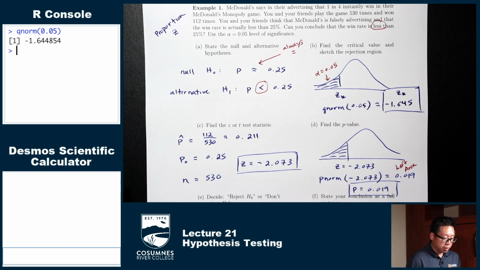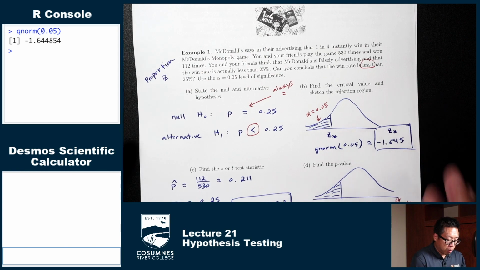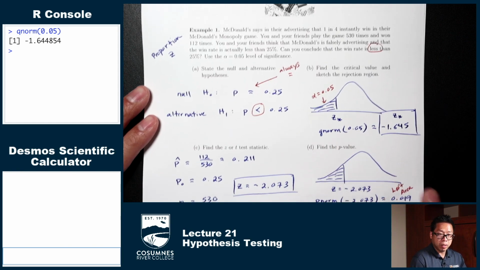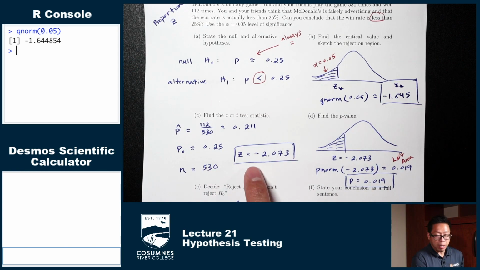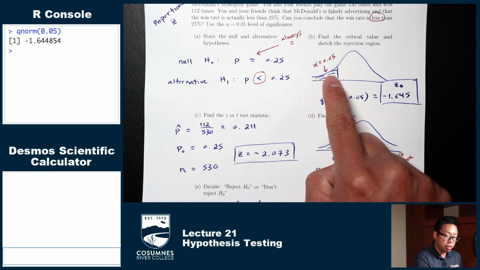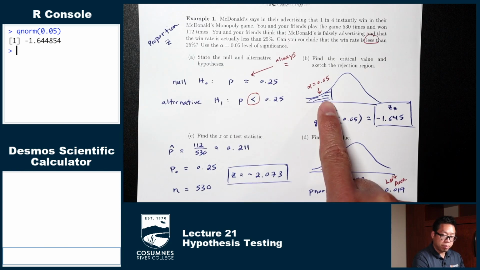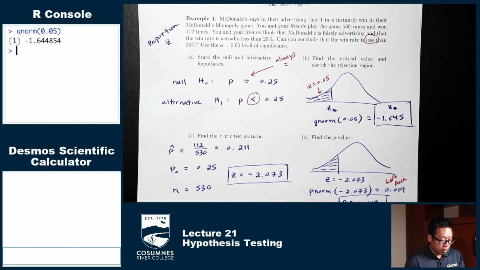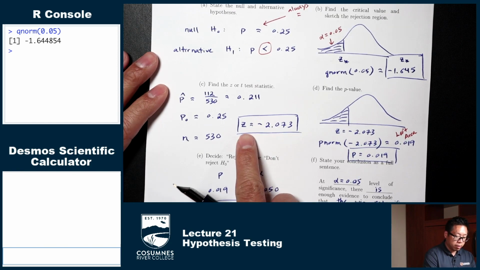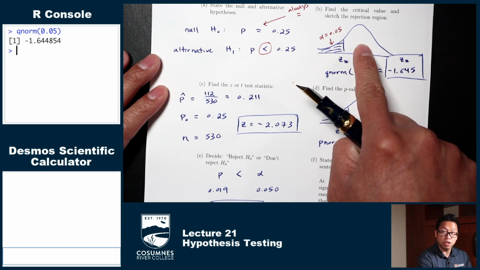So how does this help me decide whether to reject or don't reject? So in part B, you find the critical value, and then you would do part C and find a test statistic. If this test statistic is in the shaded region, that's called a rejection region. So if this test statistic is in the shaded region, we reject. If it's not in the shaded region, you don't reject. So the question is, this z, negative 2.073, is that in the shaded region or is it in the unshaded region?